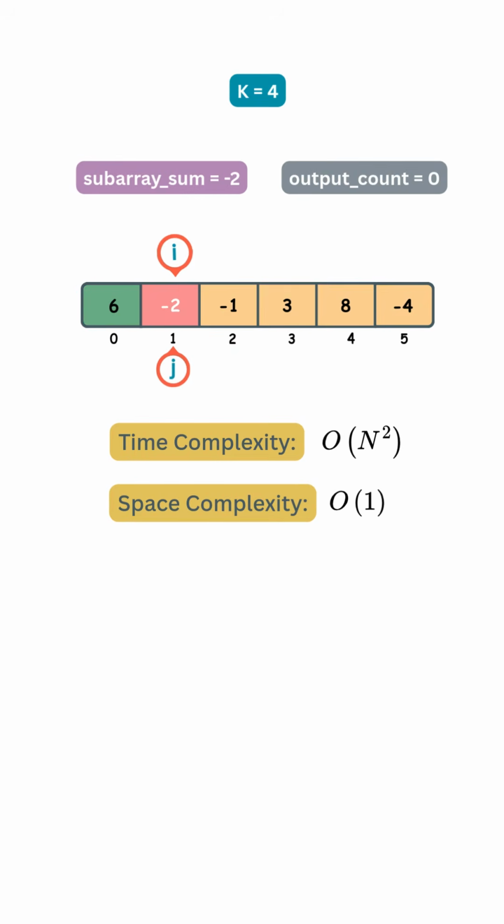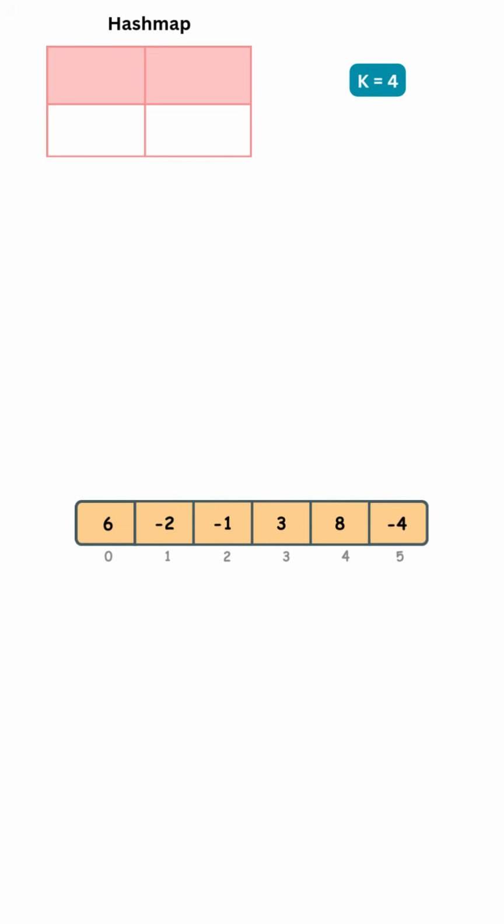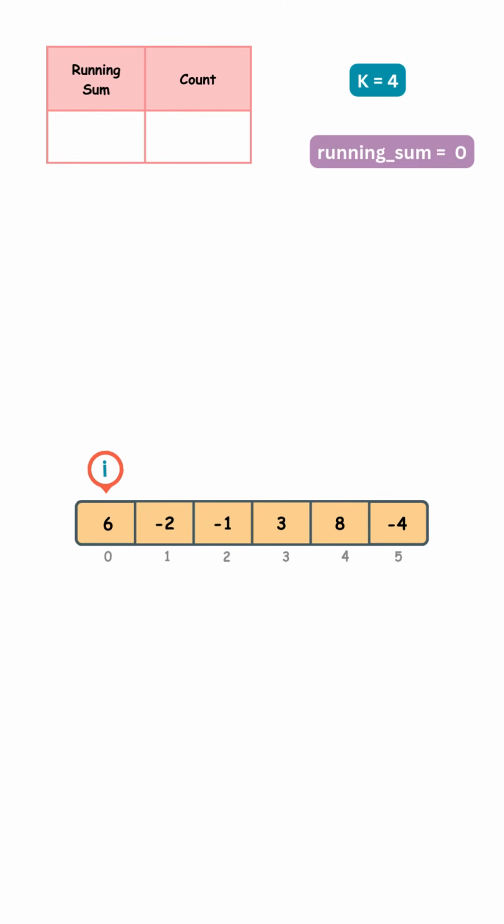Instead of checking every subarray, what if we could skip all that and solve it in just one pass in linear time? Here's the fastest solution where we use a hash map to track prefix sums or running sums. We'll step through the array and at each index i, we'll calculate the running total of elements and call it running sum. In the hash map, we keep track of how many times running sum has appeared. We initialize the hash map with 0 mapped to 1 since running sum is 0 at the beginning.